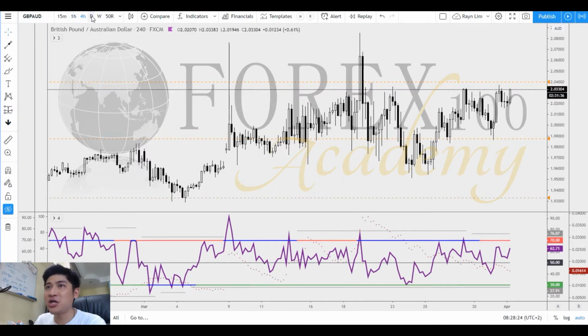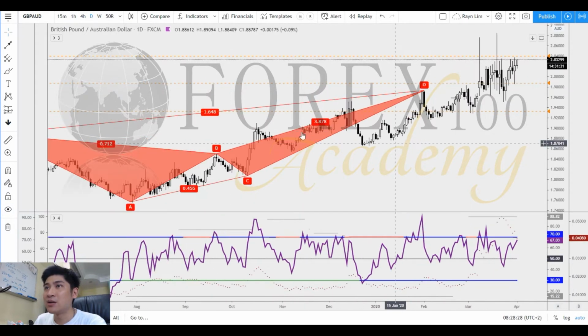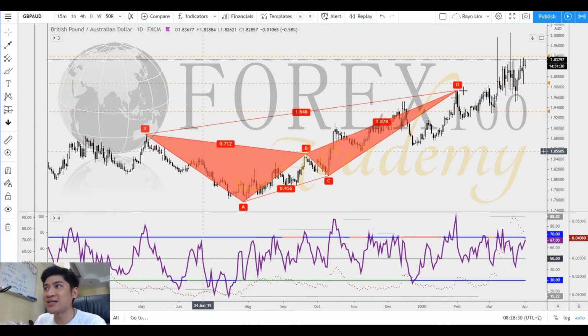Alright, so let me share with you my analysis on Pound Australia and why I got a trigger just now. This is a Crab pattern. Usually when we see an XA movement, this is the movement that we are going to trade to look for selling opportunity.